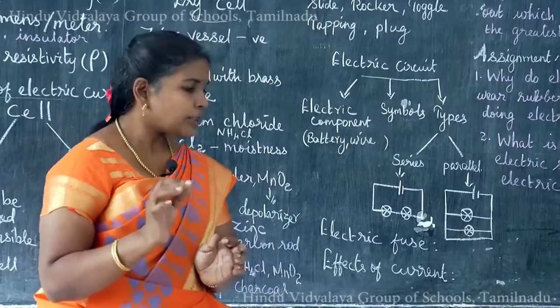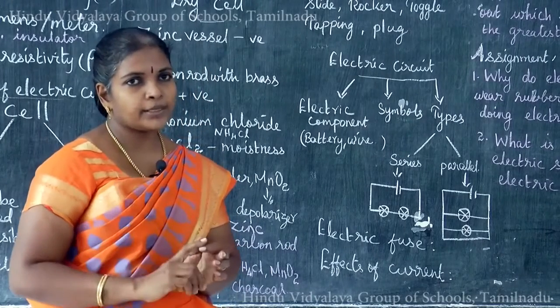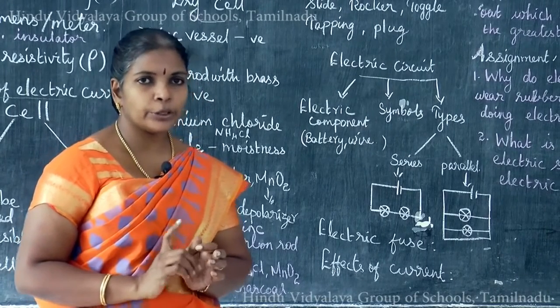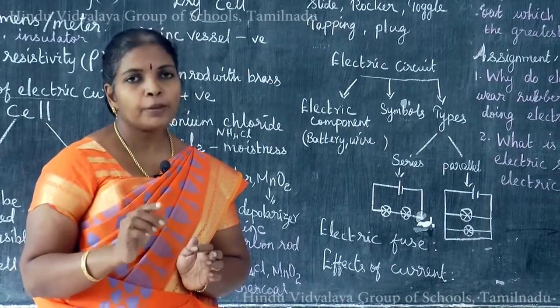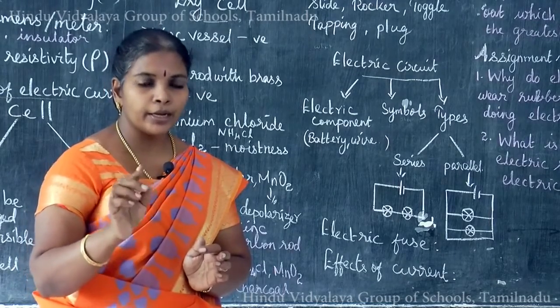And in a water kettle, the heating element is made of nichrome. Nichrome is an alloy made of nickel, chromium and iron.